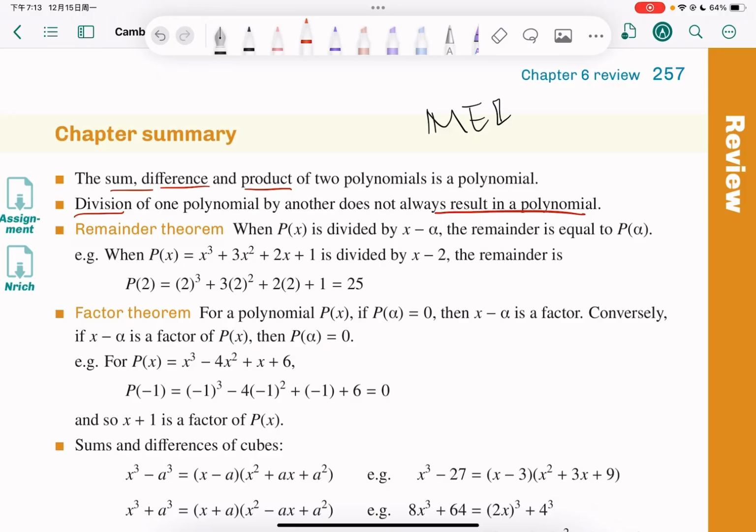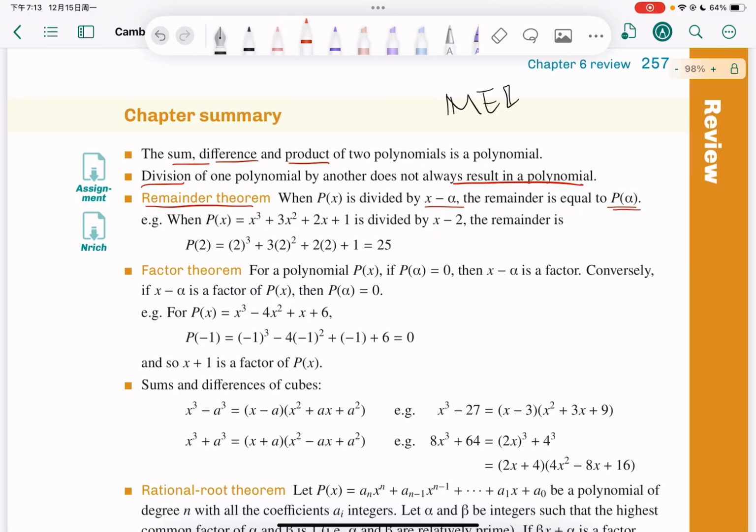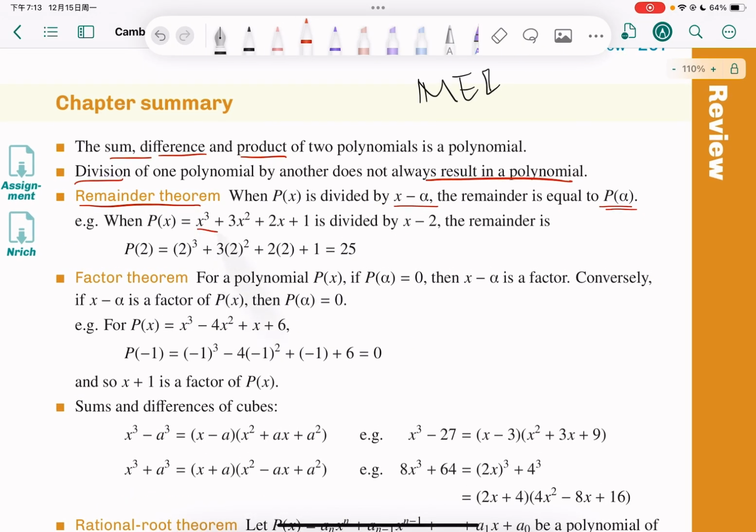Okay, let's go through remainder theorem. This is very important in polynomials. When p(x), so function p(x), is divided by x minus alpha, the remainder is equal to p(alpha). So if you have a long polynomial, here's the example, let's say x cubed something something something divided by x minus 2, the remainder should be p(2). So you substitute x is equal to 2 into the function, and you should get 25. This is the remainder. Okay, that's for remainder theorem.